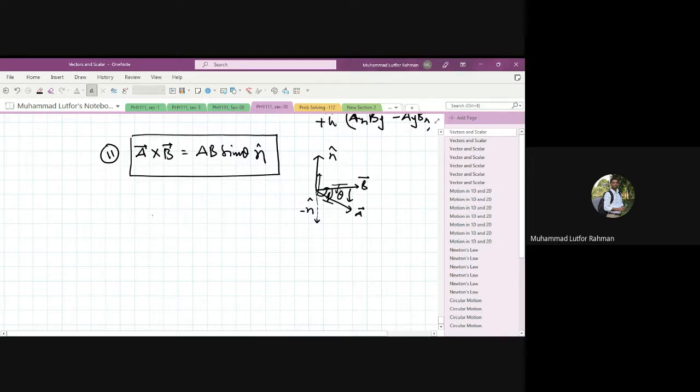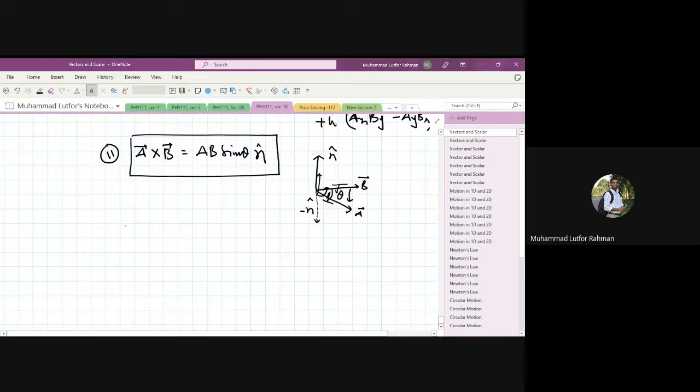And in most cases, if you want to find the angle between two vectors, try to use the dot product. Never use the cross product, because the cross product will sometimes not give you the exact result if you cannot find the proper direction of this eta hat. So that's why it is better to choose the dot product. The dot product always gives you an accurate result when finding the angle between two vectors.